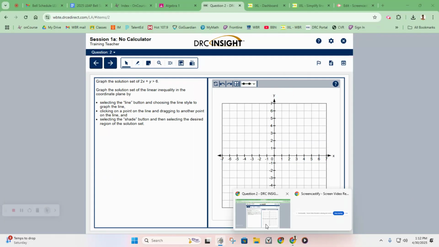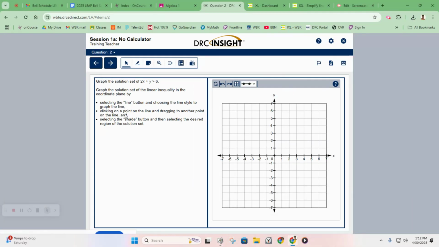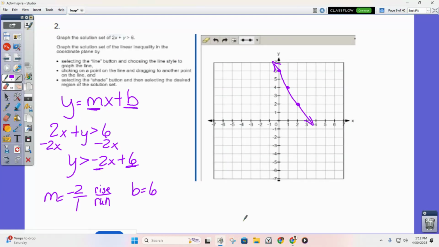So let's go back to that test. I know it says to select the line button by choosing the line style on the graph. Because my inequality is a greater than but not equal to, I'm going to use a dotted line. It says to click on the point on the line and drag to another point on the line. So if you go back and look at this, one of the points was 6. That's my y-intercept. And I'm going to drag it to where it's down 2 over 1 and goes through this ordered pair, which is 1, 4.